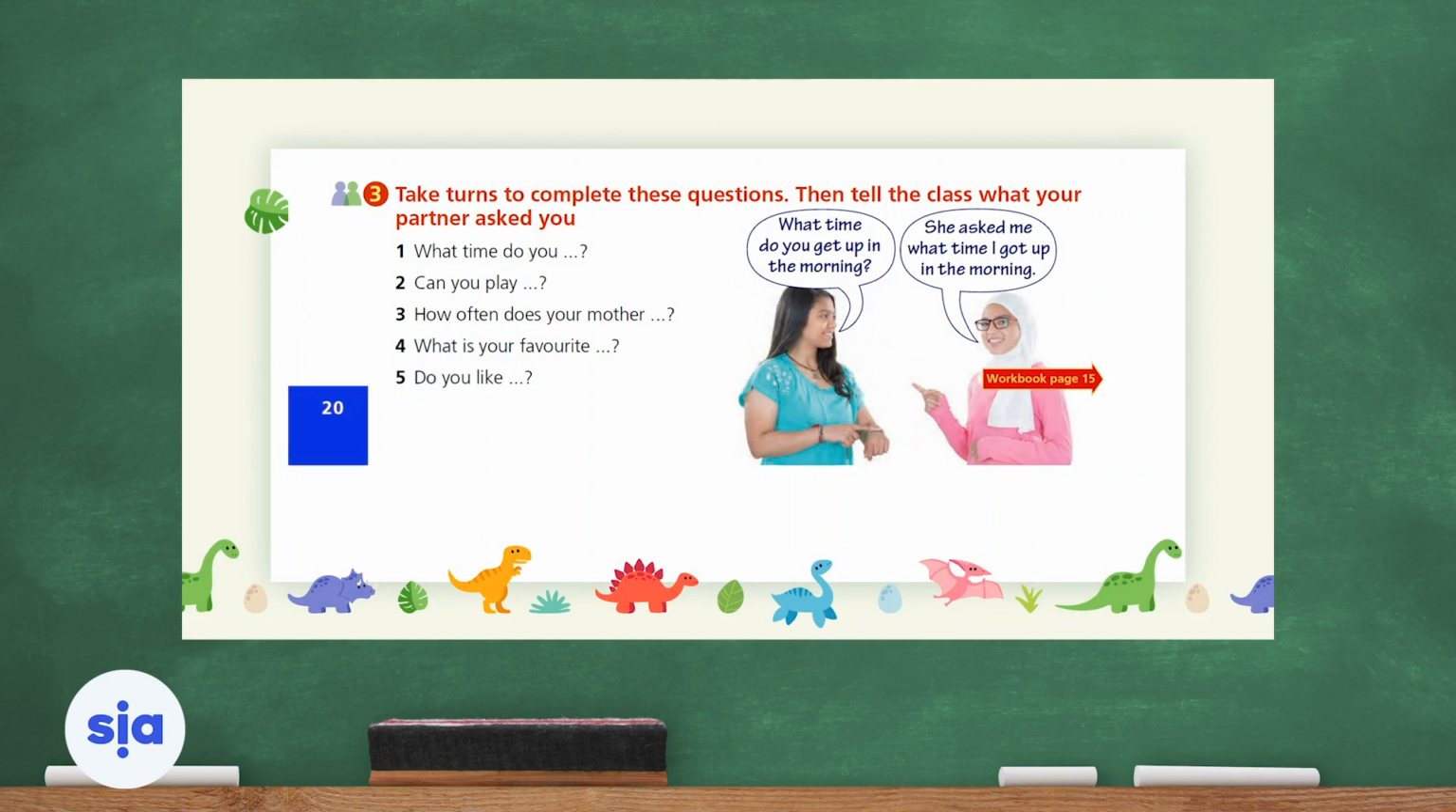We're going to move on to exercise 3. Take turns to complete these questions, then tell the class what your partner has asked you. Guys, this is my favorite part because we're going to practice what we have learned through speech. So we're going to try and practice using the language orally. The first example on the right-hand side is done for us. If we look at the speech bubbles, we'll see that one girl is asking the other a question and the other is reporting what she has stated.